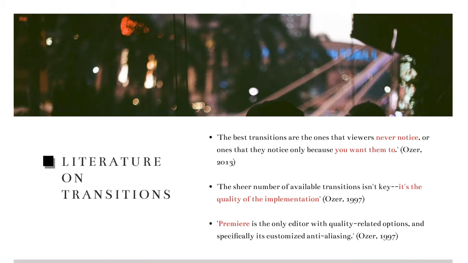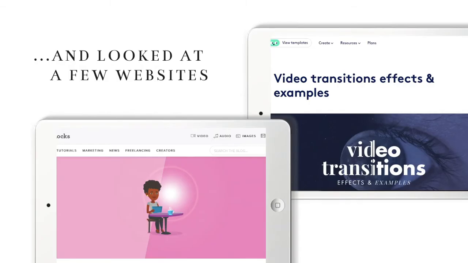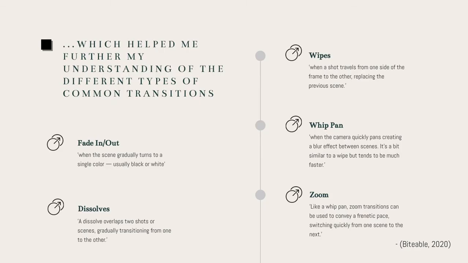Premiere is the only editor with quality-related options, and specifically it's customised anti-aliasing. So I think this is good as I'm using Premiere Pro for this unit. I also looked at a few websites, so 2 examples are these 2. And these both help me further my understanding of the different types of common transitions that are used.